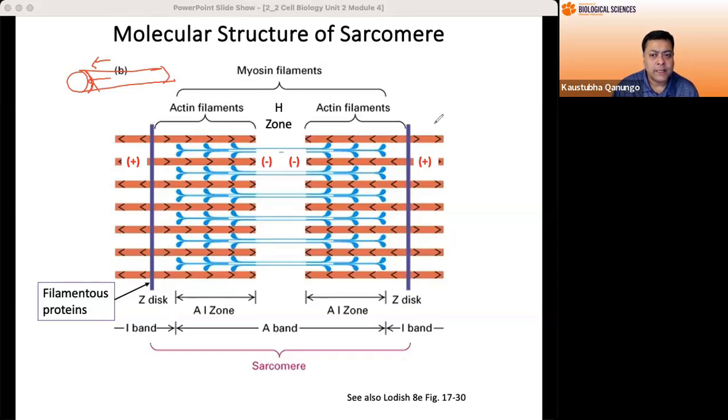So this is one Z disc to the next Z disc, and this is one sarcomere, which is one contractile unit. So now here, what are the things, how are they associated?